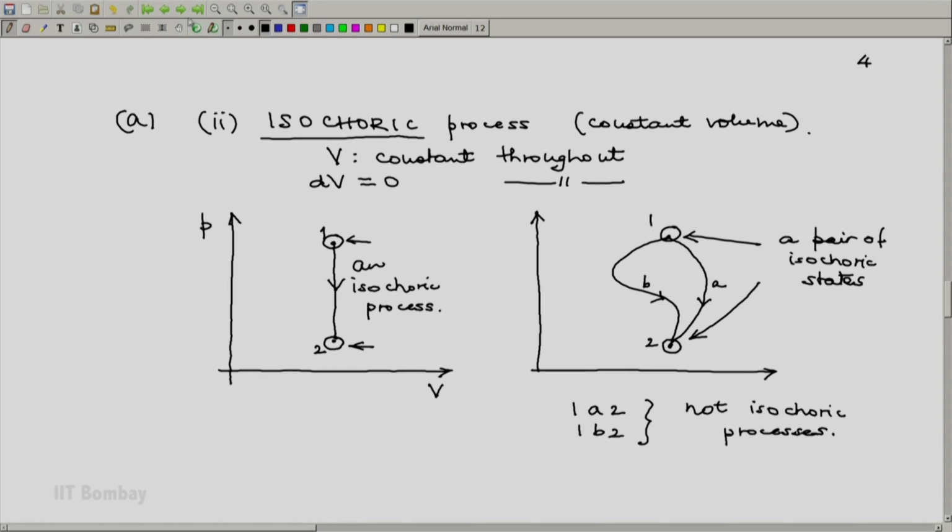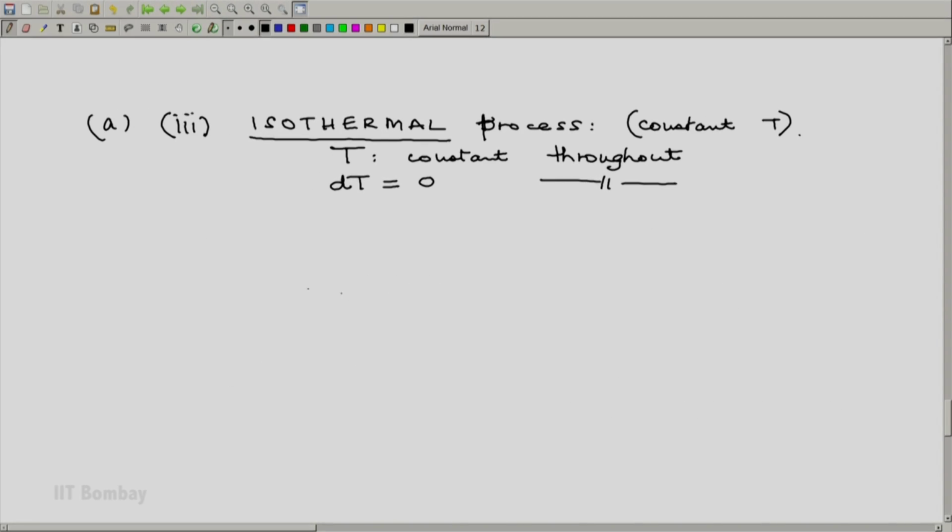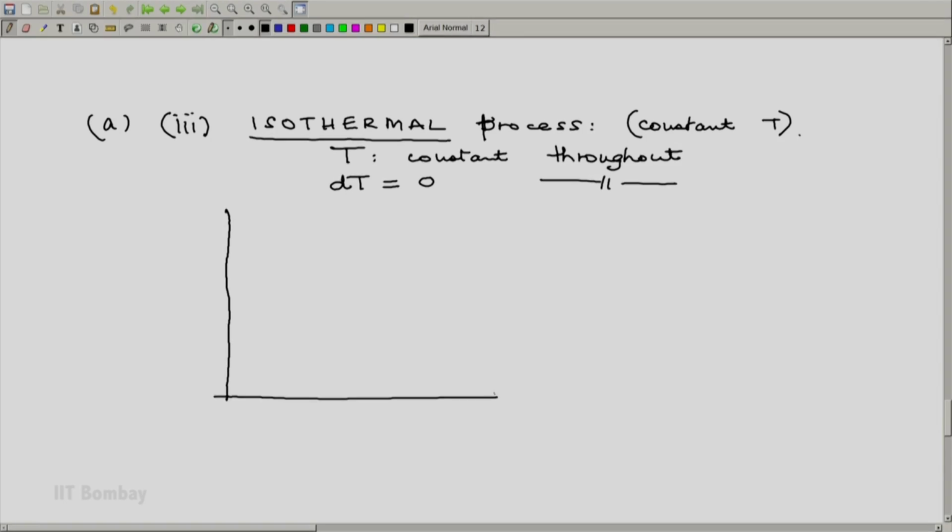However, when it comes to an isothermal process, it depends on the type of fluid, and the depictions for different types of fluids would be different. I will just take an illustration of an ideal gas. So here our example system contains an ideal gas. For an ideal gas, the isotherm is represented by a rectangular hyperbola.